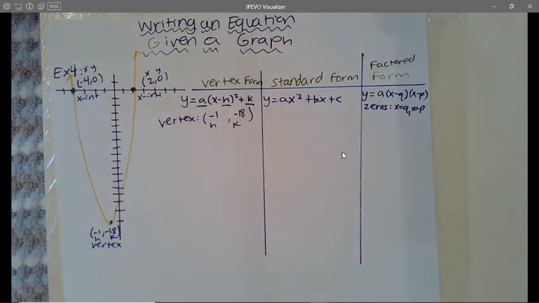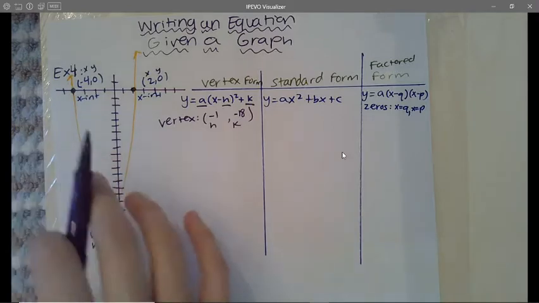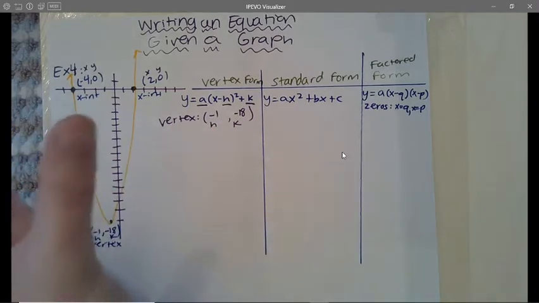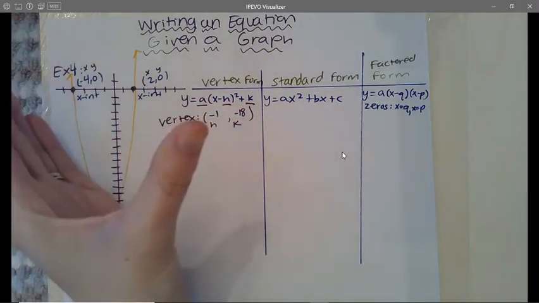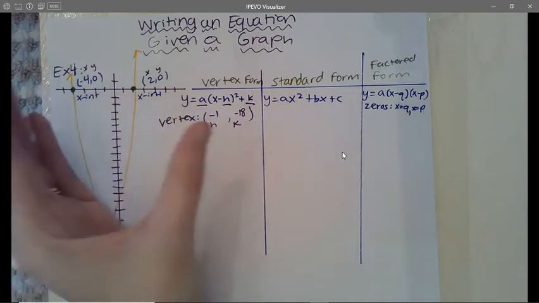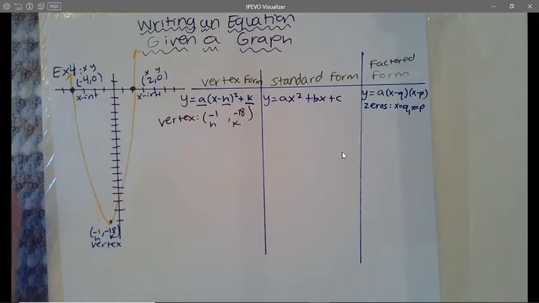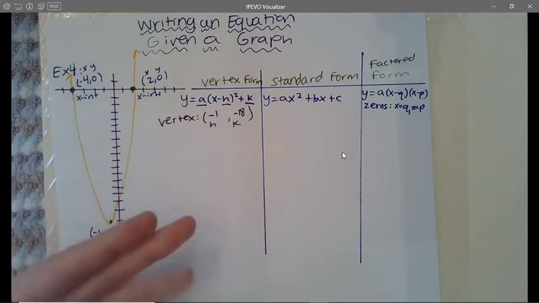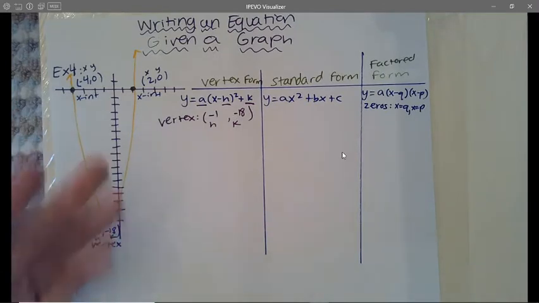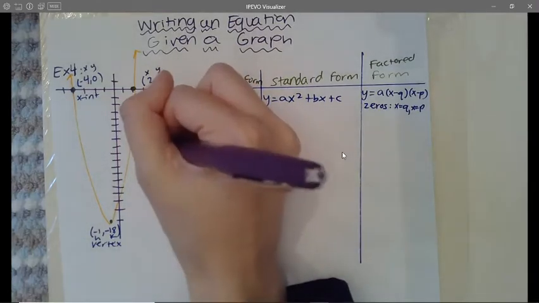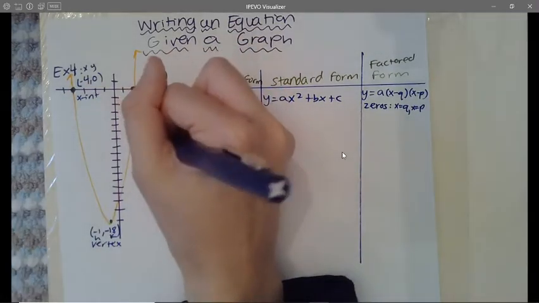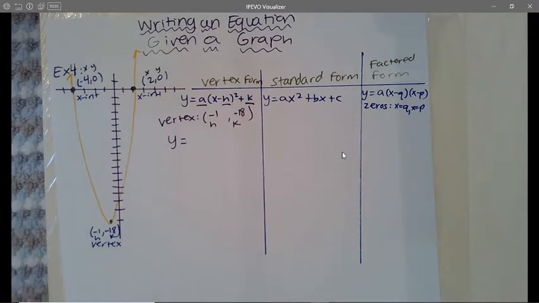We can't get the a value from the graph, but I do know that since the graph is facing upward, it's a happy graph, which means a is going to be positive. So I know a is positive, but I don't know what a is. We're actually going to use parts of the graph to help us find the a value. For now, I don't know a, so I have y equals a.